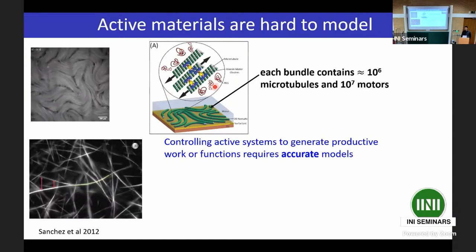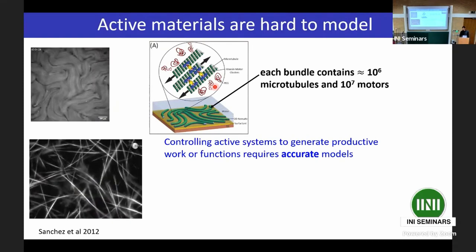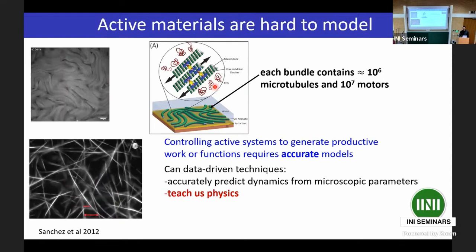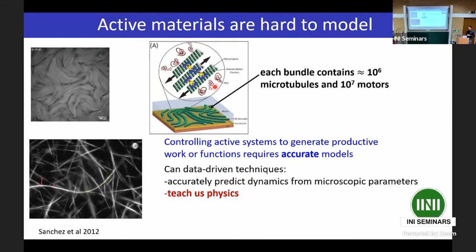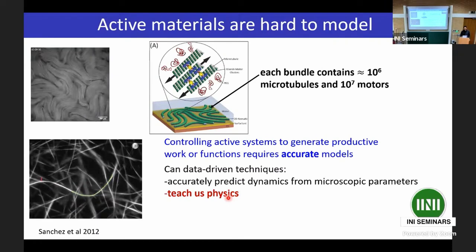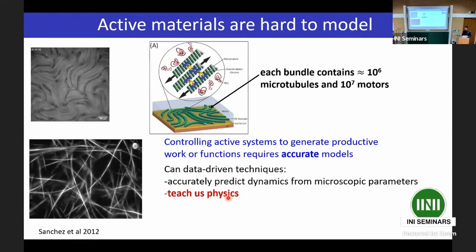And I don't think it's going to be possible to do that anytime soon. And so the question is, can data-driven methods allow us to sidestep some of that effort and get there sooner? In particular, can they not only allow us to generate models that accurately predict the dynamics given the microscopic parameters, but, to my mind even more importantly, can they teach us some physics at the same time as we're doing that? So that's what we've set out to do the last few years. And we have actually taken two approaches to this.